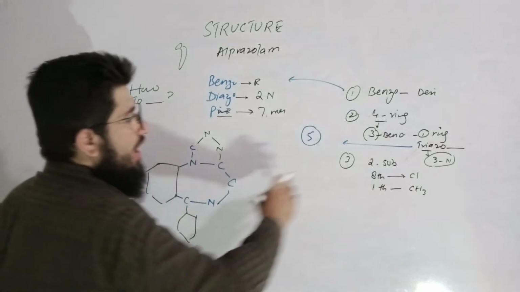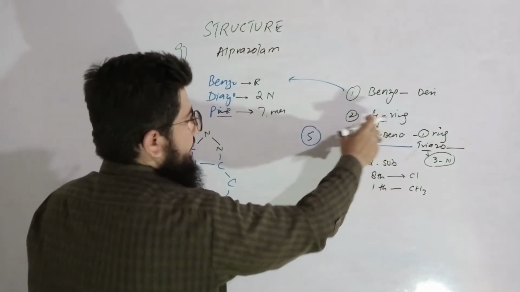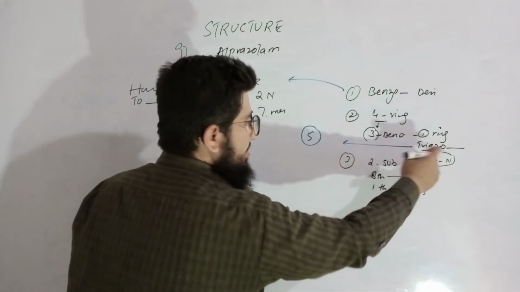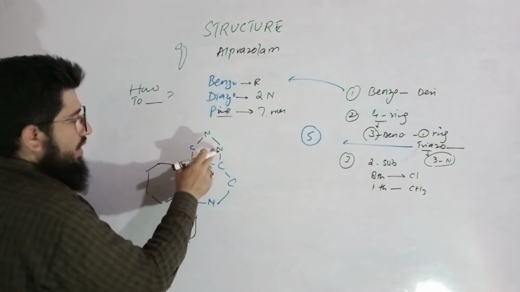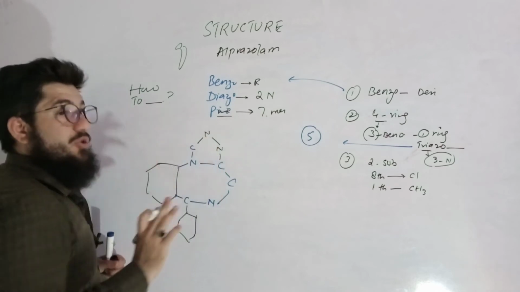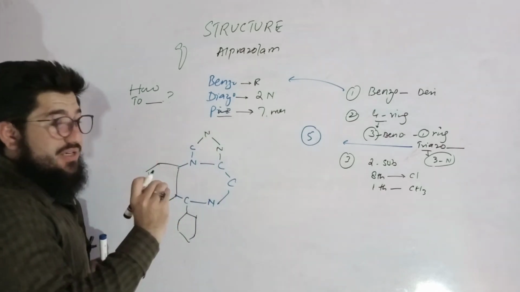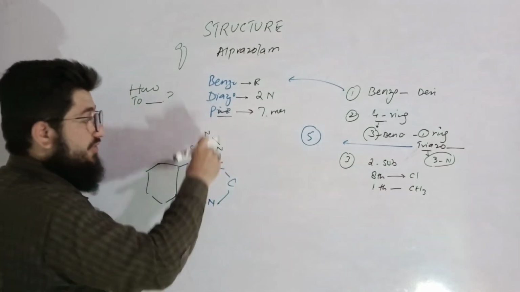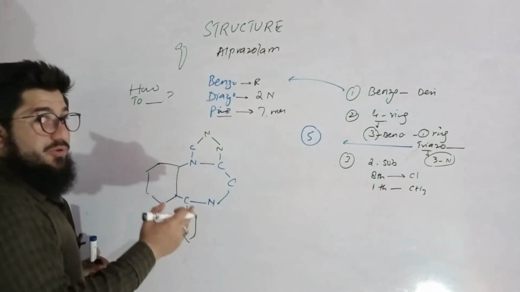So like this, how many rings do you get? 4 rings. In the second point we told there are 4 rings: 3 are of the benzodiazepines and 1 is the triazole. So here comes the triazole, 1, 2, 3. This is now the triazole ring with us. Remember that triazole on its own has its own nitrogen. When it is fused, then this structure is formed or synthesized.